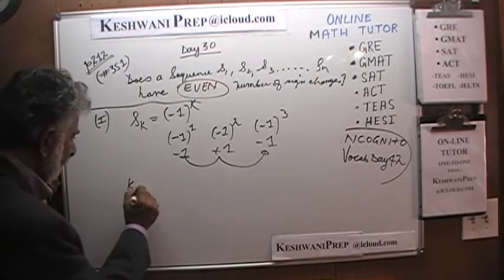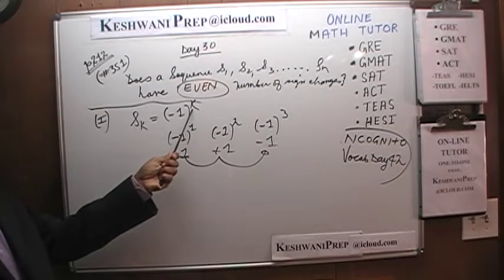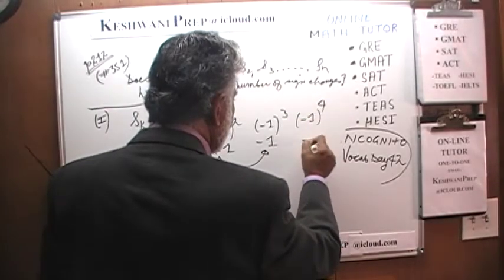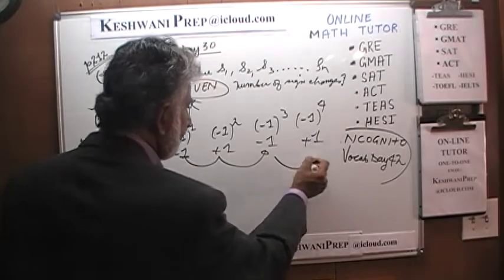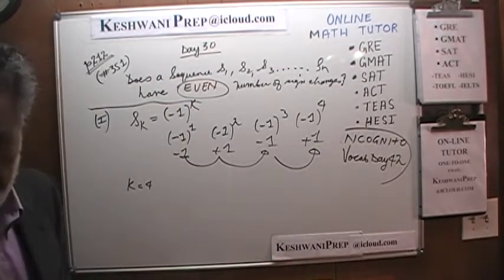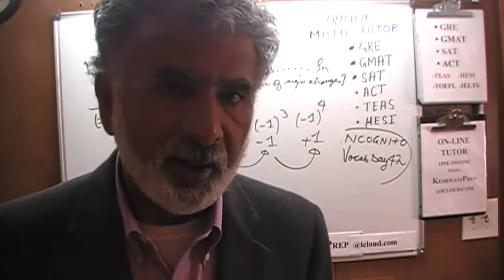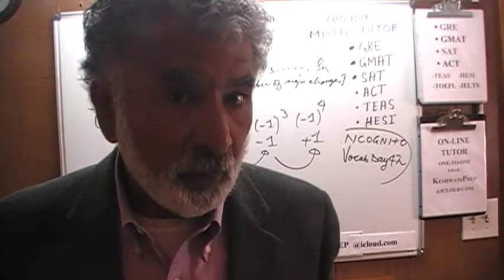But if k happens to be 4, well, let's just continue here. If k instead of 3 happens to be 4, we'll end up having one more term. Now, before we had two sign changes, and now we have three sign changes. How can we possibly tell how many sign changes we'll have if we do not know how many terms we have? Now we know what the sequence is.